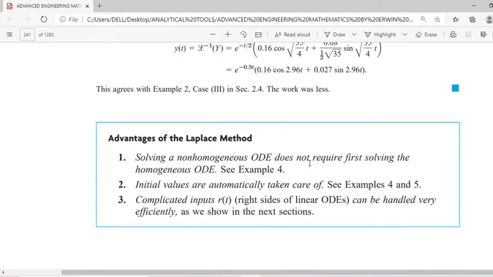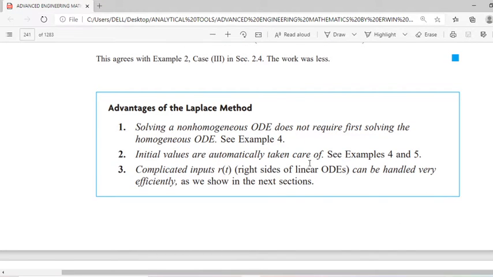Okay. So what are the advantages of the Laplace method? You have to think about the application. Solving a non-homogeneous ordinary differential equation does not require first solving the homogeneous ordinary differential equation. In the first problem we have seen the non-homogeneous ordinary differential equation. But in the traditional method, for getting the solution of a non-homogeneous ordinary differential equation, you have to first of all solve the homogeneous.